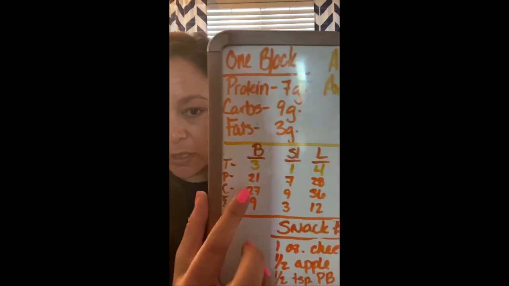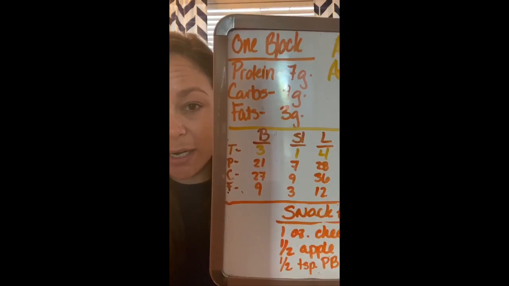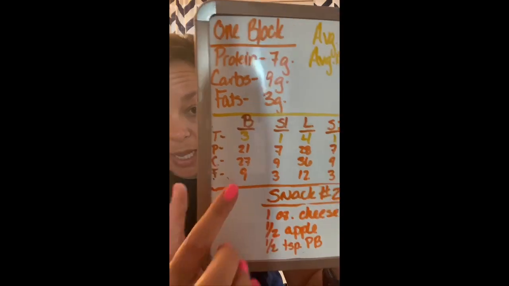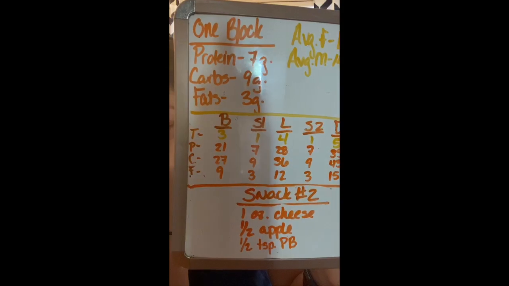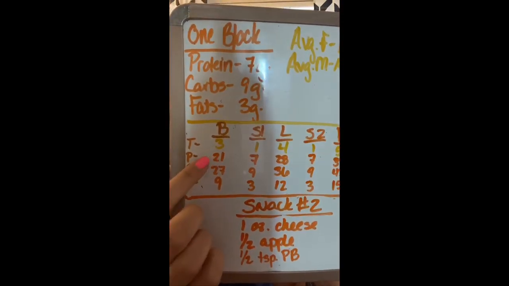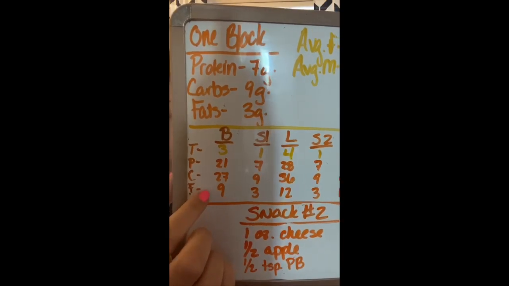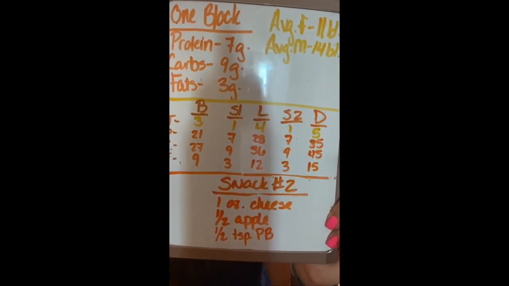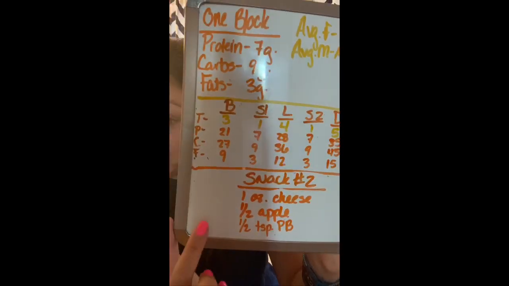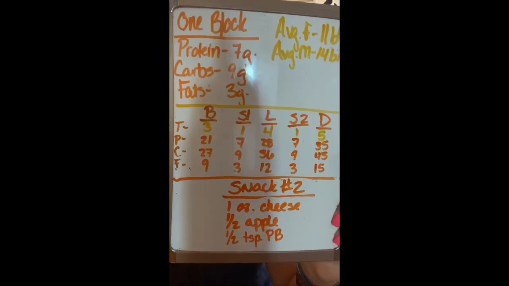So then the next thing we want to do is figure out how many grams of macronutrients are in each meal. And so we take the total number of blocks and multiply it by the macronutrient grams. That my client would have 21 grams of protein, 27 grams of carbs, and 9 grams of fats. I do that all the way down for all of the meals. All right, so now I'm on to my snack number 2 and planning that.